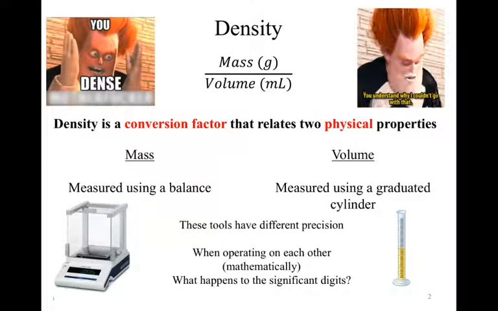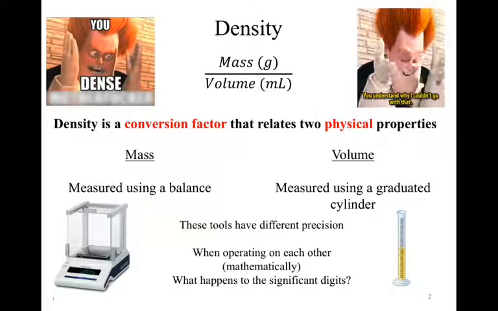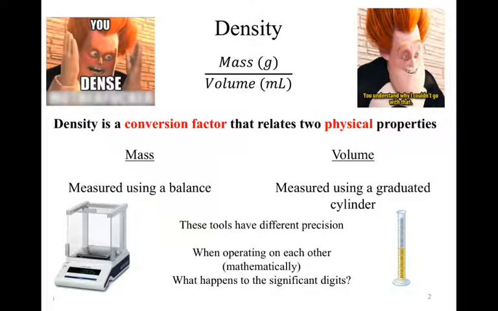However, a big issue pops up. These tools have different precision. When operating on each other mathematically, what happens to the significant digits? Ouch. Sig figs come back to haunt us and could potentially mess with all of our calculations.